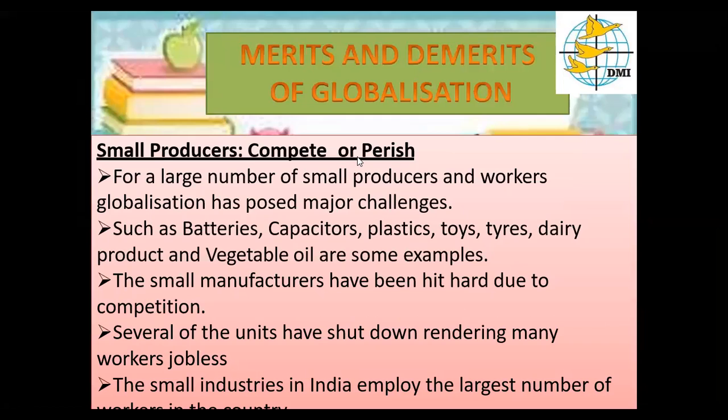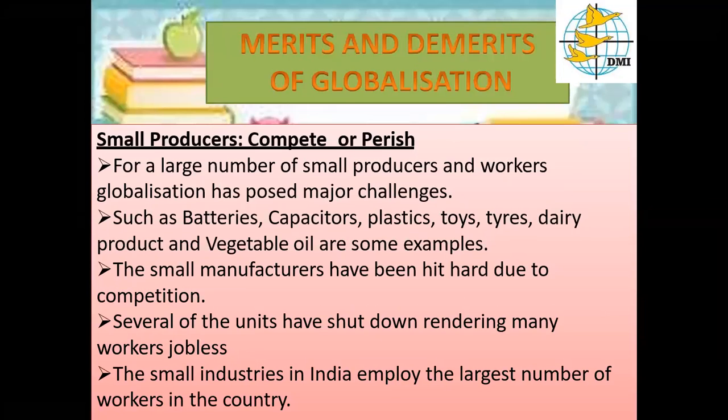A small producer competes or it perishes. But for a large number of small producers and workers, globalization is now posing a major threat. Batteries, capacitors, plastic toys, etc. These are some examples where the small manufacturers have been hit hard due to competition from the foreign market. Several of these units have now shut down, and because these units have shut down, the workers are now jobless.